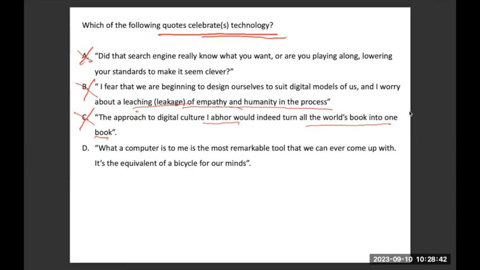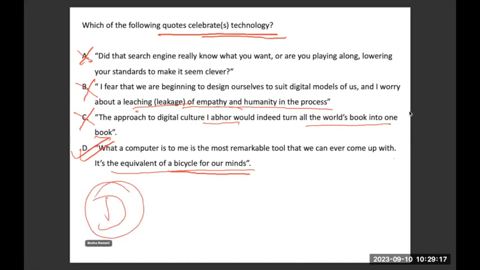The last option, what a computer is to me is the most remarkable tool that we can ever come up with. It is the equivalent of a bicycle for the mind. Only this is the one which celebrates technology, which says, see, a bicycle for a human being is a mode of transport which really helps you move faster. This is a kind of metaphor, which means a computer is a kind of bicycle which will help your mind move faster. So D is the only quote which celebrates technology.